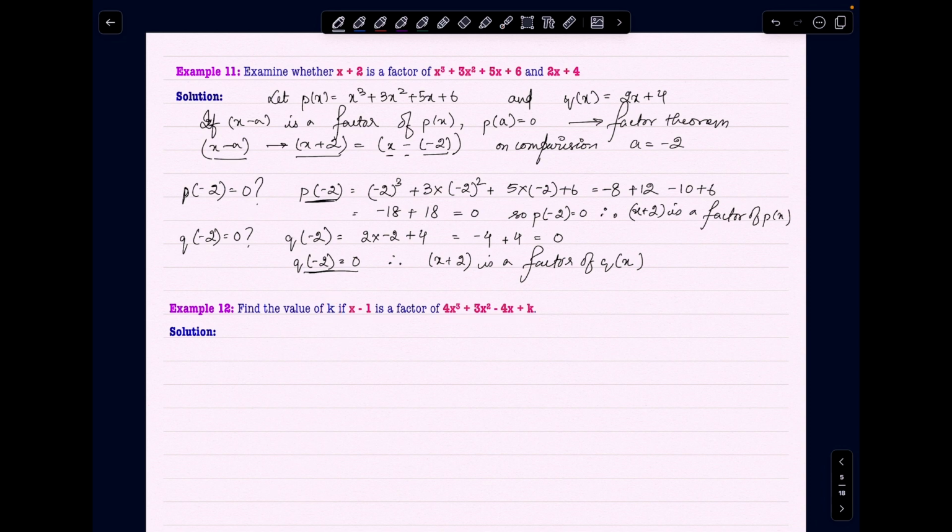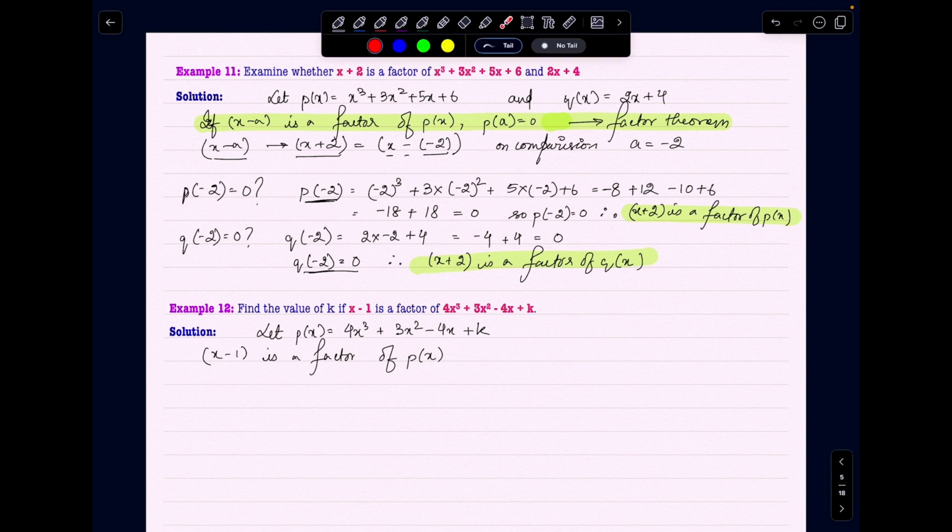We have to find. So I am writing, let p of x equal to this polynomial 4x cube plus 3x square minus 4x plus k. Now it is saying x minus 1 is a factor of p of x. We know that if x minus a is a factor of p of x, then p of a equals 0 by factor theorem. Got my point?